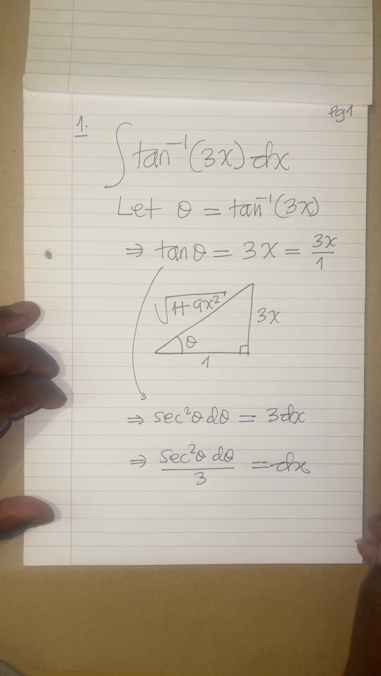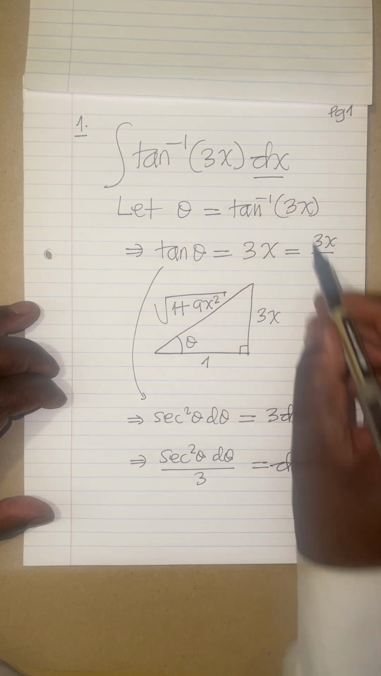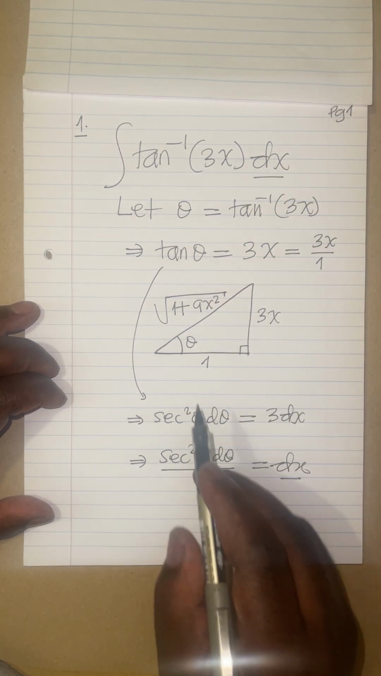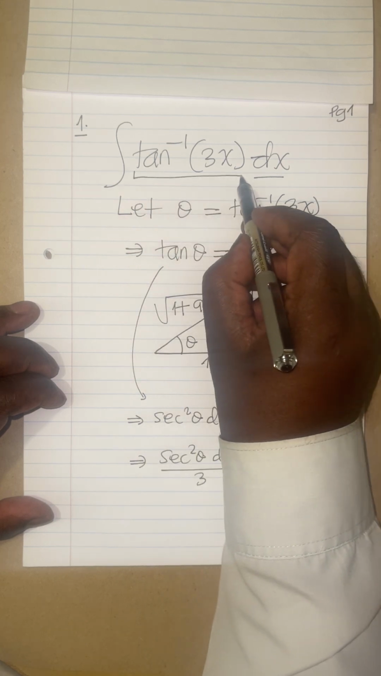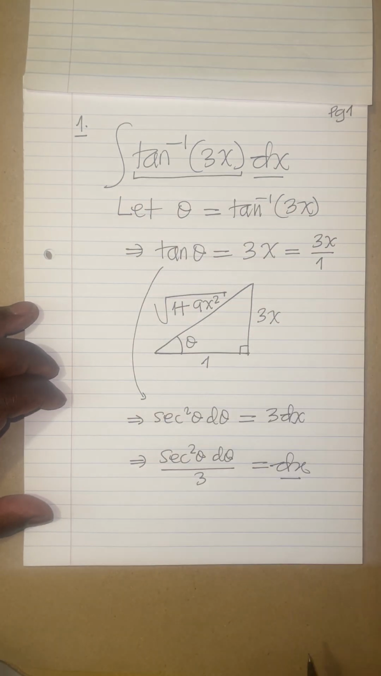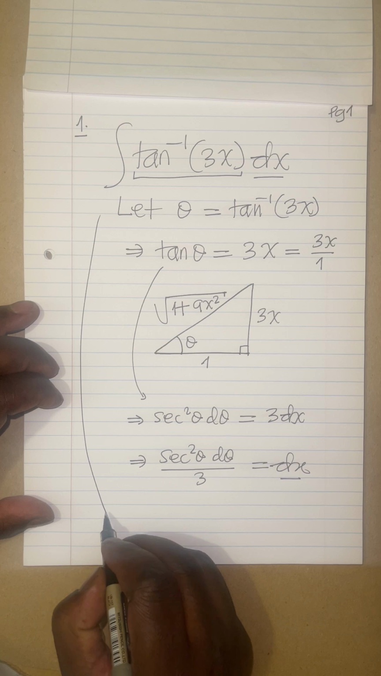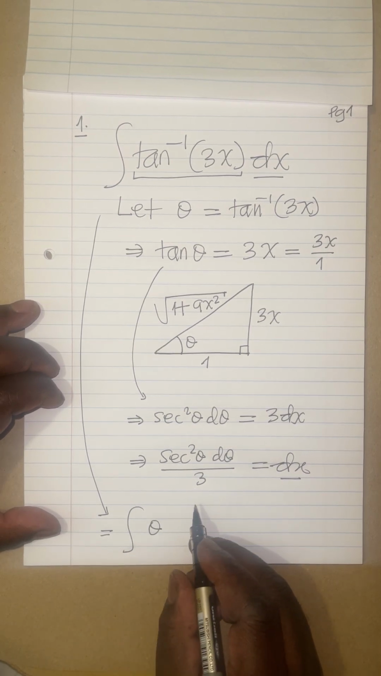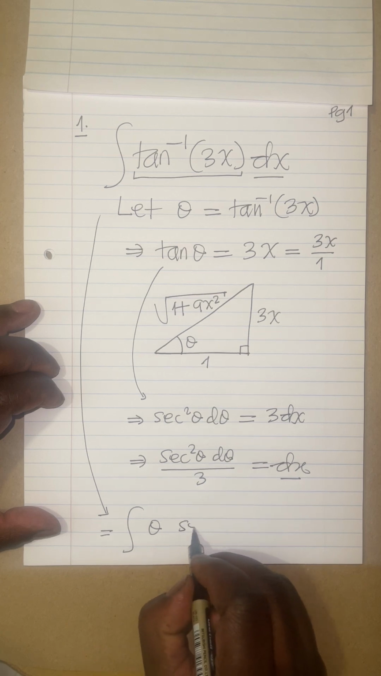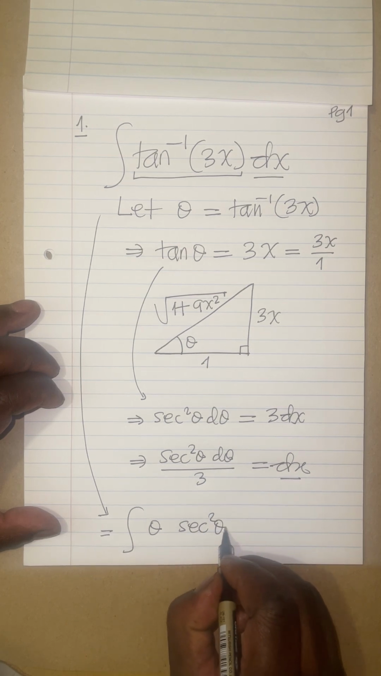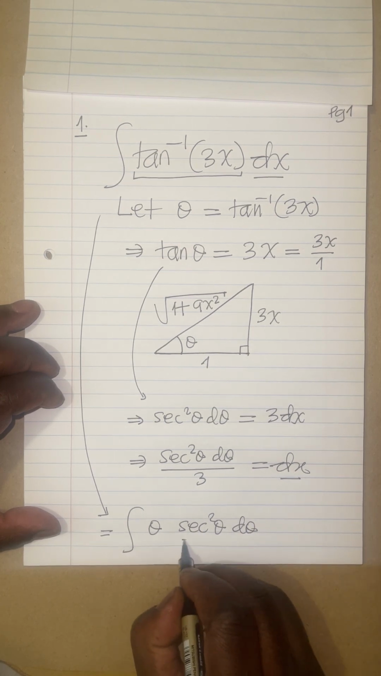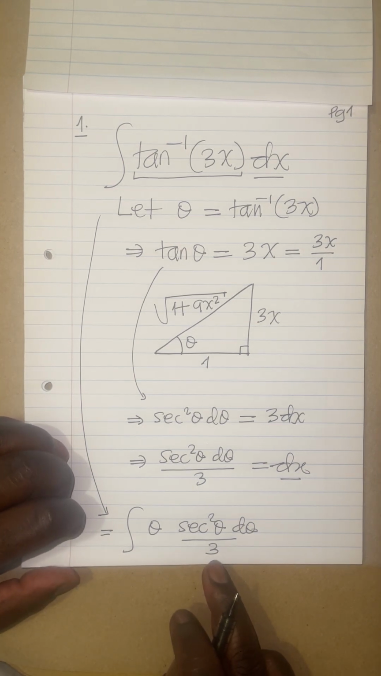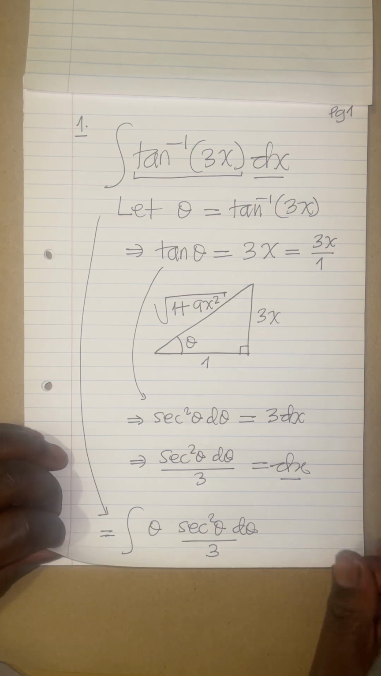Why do we do that? Because in the expression here, you see that's your dx. It means in that place, we're going to put this expression here, and the whole of that will be replaced by theta. So now this integral, therefore, changes to the integral of theta times this expression, sec squared theta d theta all over 3. Now notice that 3 is dividing, so we can take 3 out because it's a constant.